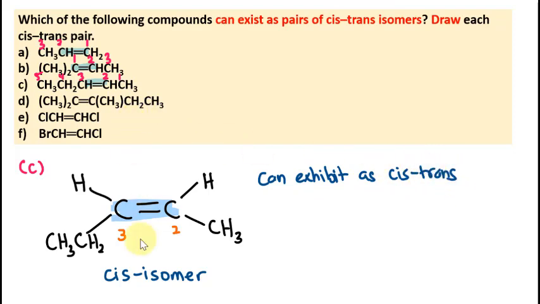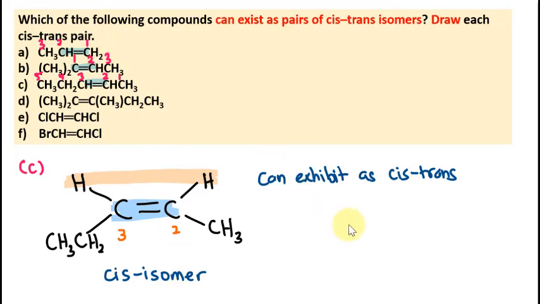The cis isomer is when the 2 atoms are the same on both sides. This one, on the left there is H, and on the right there is also H. So it is the same. When the 2 sides are the same, it is a cis isomer.